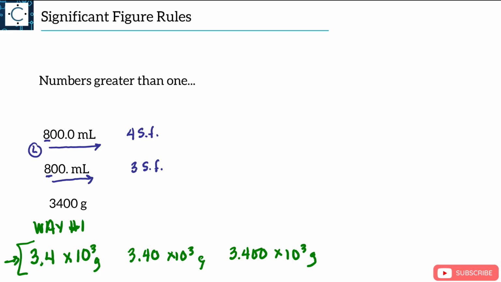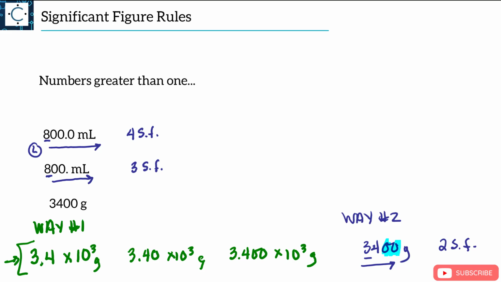But honestly, most textbooks and most instructors do a different way. So here's way number 2. They say that if there's no decimal place in the number, then none of those zeros are going to be significant. And instead, your 3,400 grams, when you use the pattern we've been doing, start on the left and go this direction, and this time you have to stop at the 4 and say, I only have 2 significant figures because there's no decimal place in the number, so these 2 zeros will not be significant.